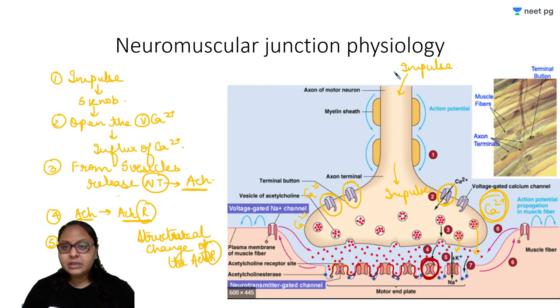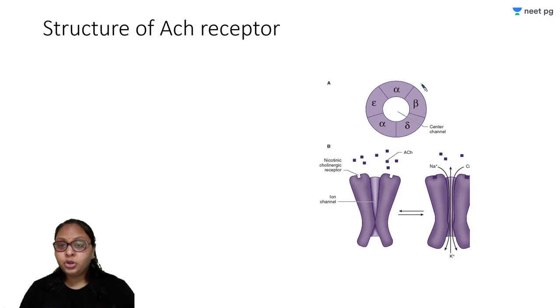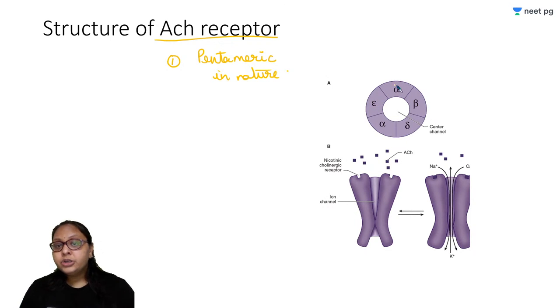The impulse traversing from the neuron comes along the axon. Because of this impulse, there is opening of the voltage-gated calcium channel, through which the influx of calcium happens. The third step is that acetylcholine is released from the synaptic vesicles. This acetylcholine acts upon the acetylcholine receptors, causing structural change. Now, what is the structure of the acetylcholine receptor? It is pentameric in nature, because it is made up of two alpha, one beta, delta, and epsilon subunits.